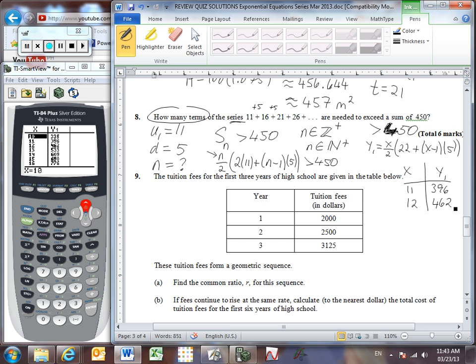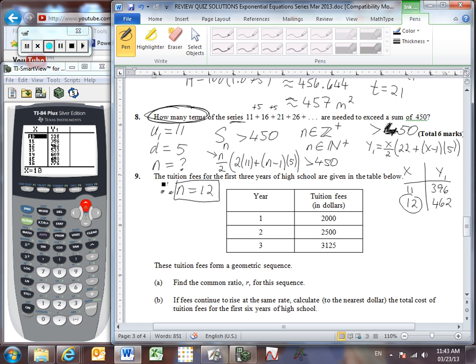And so because we were bigger than 450 at that point, we can see that the n value we're looking for is 12. So don't forget to actually answer the question at the end, having written your table. Therefore, n equals 12. Okay, it takes 12 terms to exceed a sum of 450.